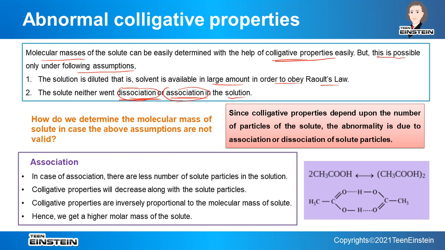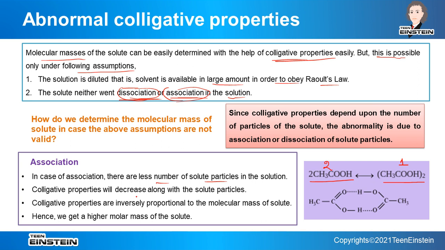So when there is association, what happens? We will see by taking the example of acetic acid. Two molecules of acetic acid, if you put them in benzene solution, there will be dimerization. This is known as association, and you can see the dimer here. So in case of association, there are fewer solute particles. Initially there are 2, but after dissolving, it is 1.